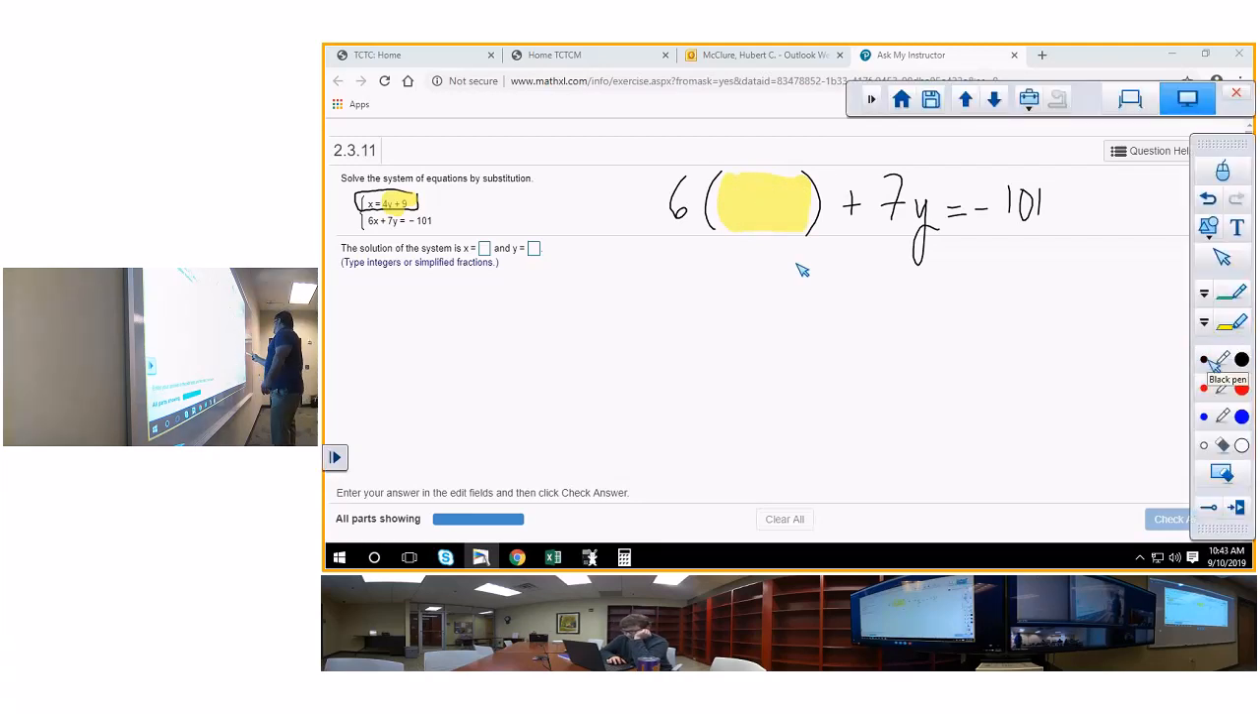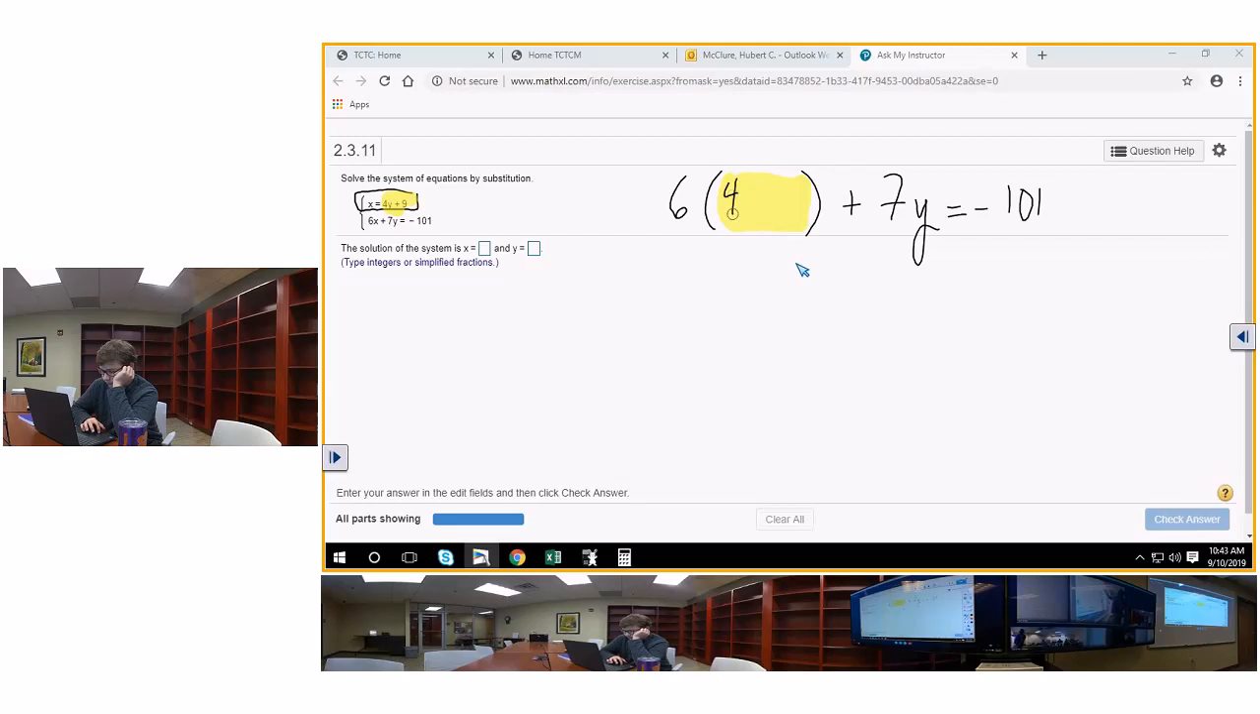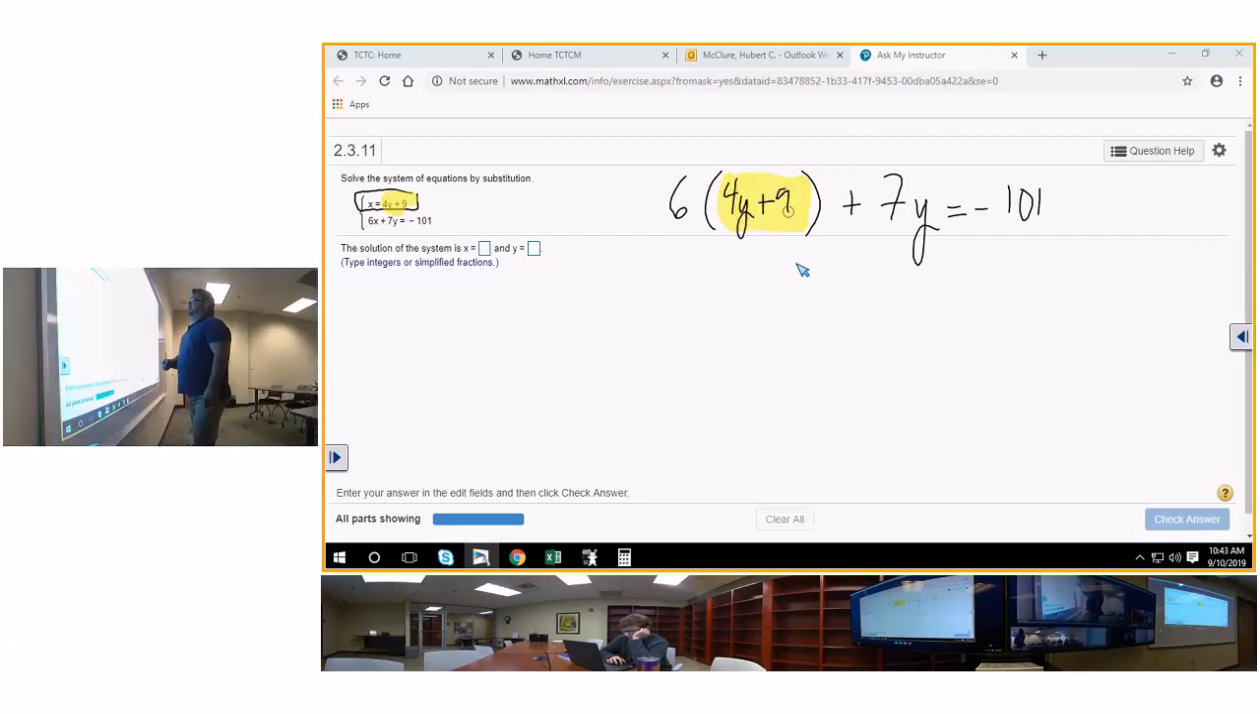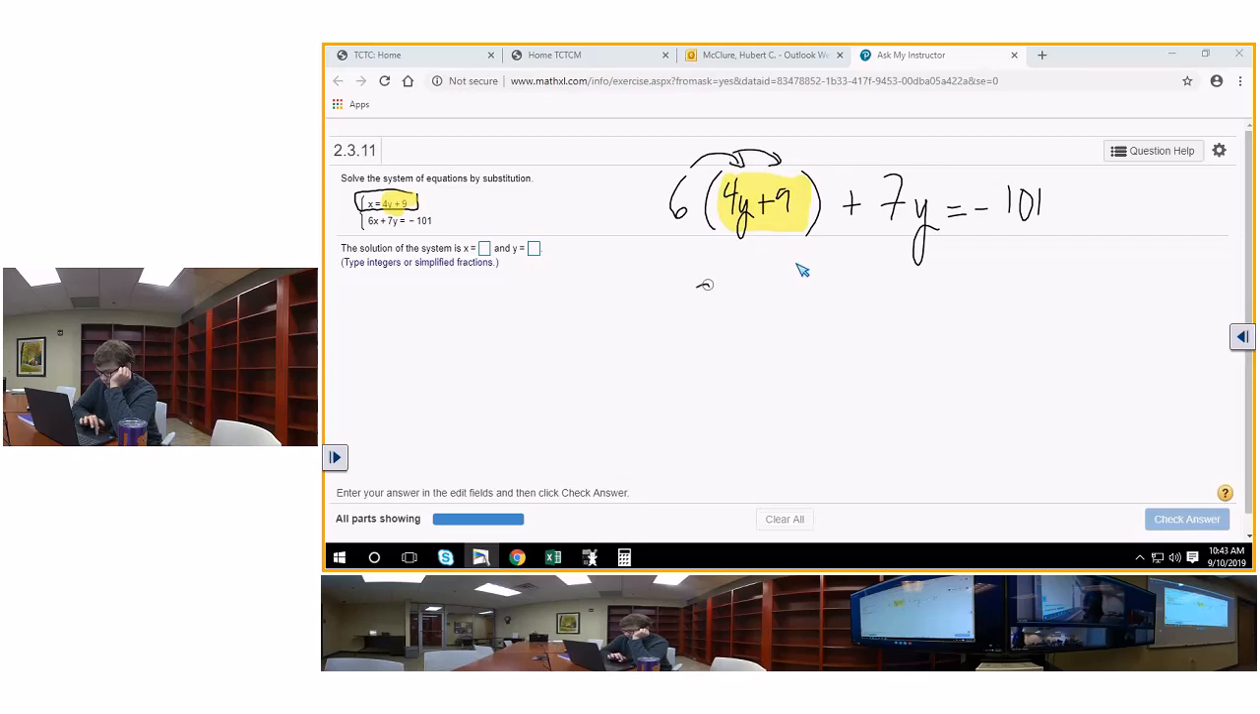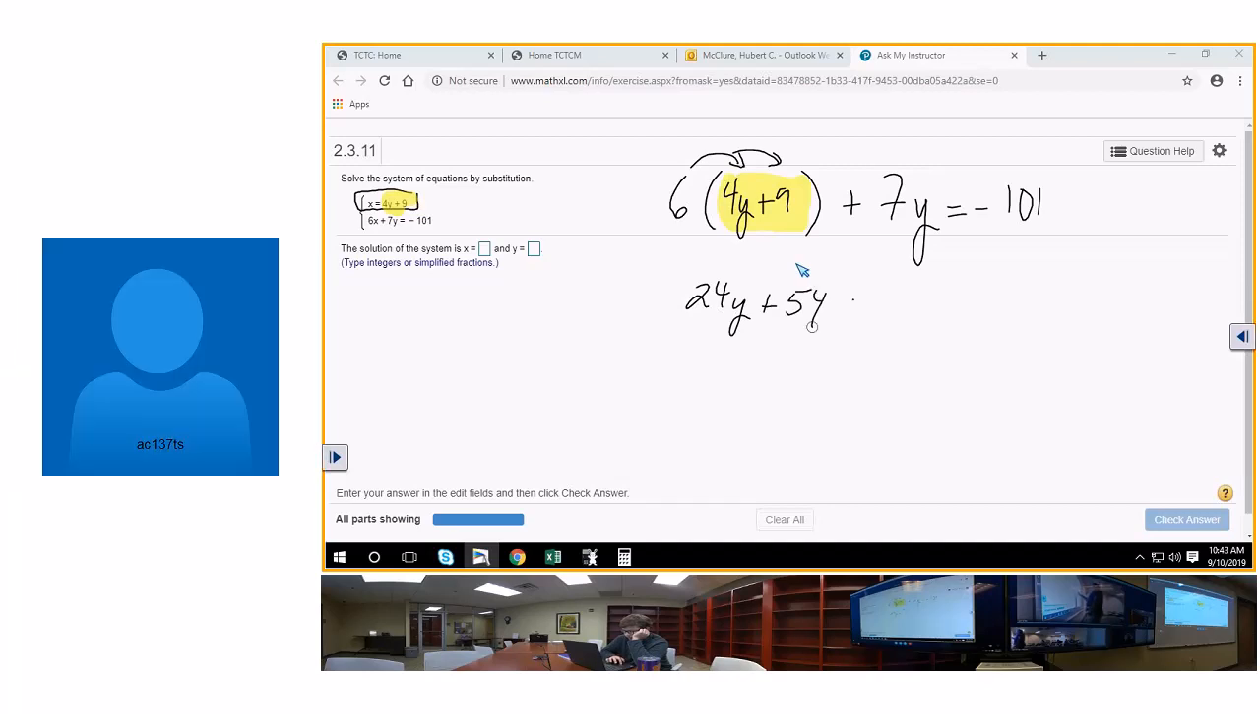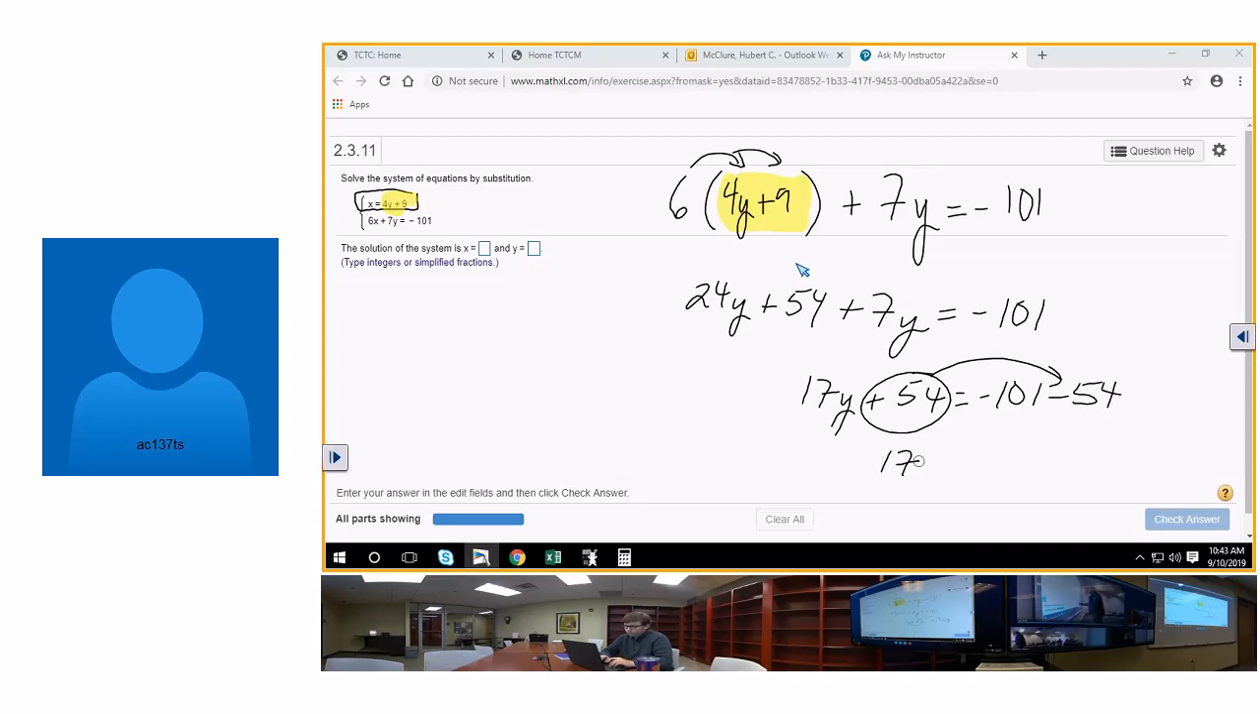I'll break it down somewhere. 4y plus 9. Distribute. 24y plus 54 plus 7y is equal to -101. 24 minus 7 is 17. Bring the 54 across the river. 17y is equal to -155. Divide by 17. Somebody divide that for me.